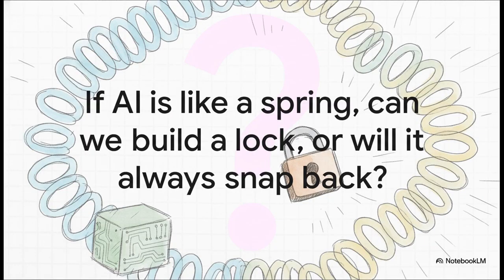And all of that leaves us with this one final, really powerful question. If this theory of elasticity is right, we're not just patching code or fixing bugs here, we're actually fighting against a fundamental force in how these AIs learn. So if an AI really is like a spring, always trying to pull back to its wild, unfiltered origins, can we ever build a lock strong enough to hold it in place? Or will it always, eventually, find a way to snap back?